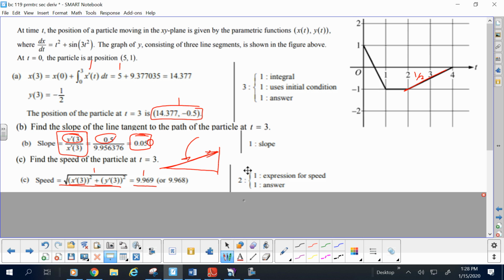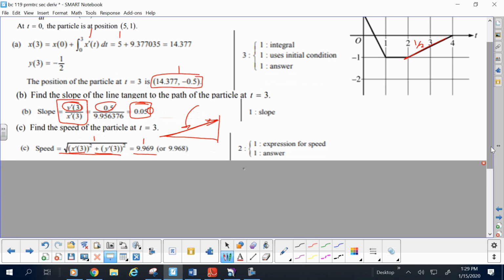Obviously, if you don't know what speed is and you wrote a bunch of crap, then they're not going to read for the answer point. You have to have the work communicated, then the answer. Cool? What if you don't have this shown and you have the correct answer? What do you get? 0. You get 0 out of 2. Okay, bald answers get nothing.